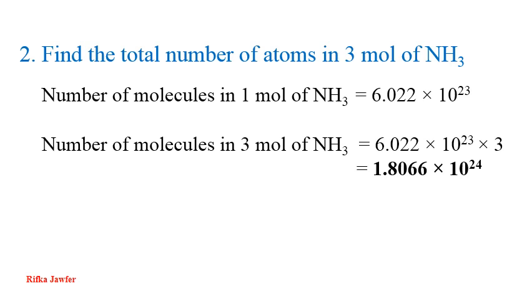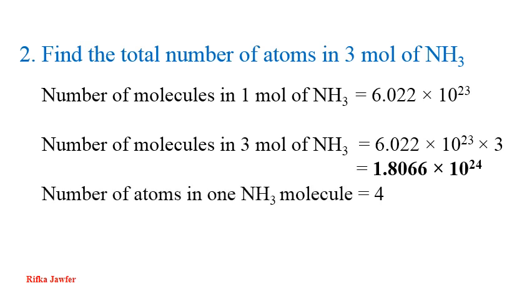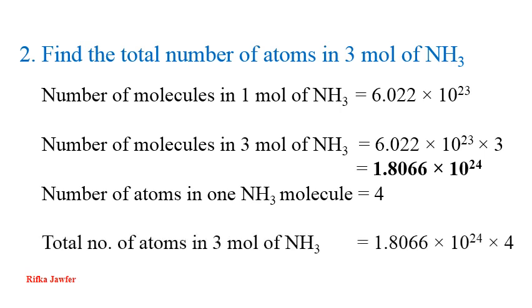As one ammonia molecule has 1 nitrogen atom and 3 hydrogen atoms, totally there are 4 atoms in 1 ammonia molecule. So, the total number of atoms in 3 moles of ammonia is 4 times 1.8066 × 10^24, which is equal to 7.2264 × 10^24.